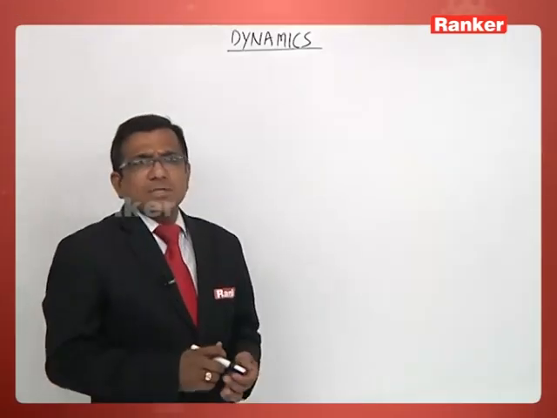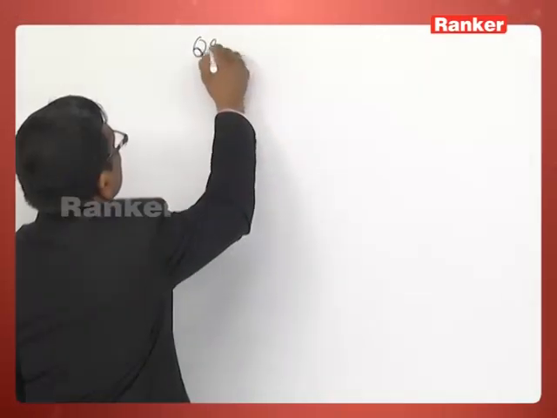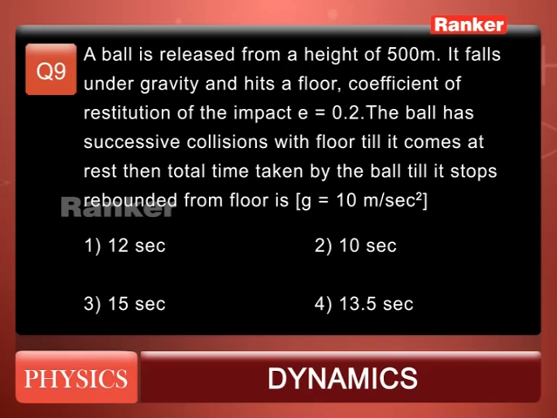Let us see the next problem, that is problem number 9, or you say question number 9. In that, a ball is released from a height h of 500 meters. It falls under gravity and hits a floor. Coefficient of restitution was given. The ball has successive collisions with the floor till it comes to rest, and the total time taken by the ball till it stops rebounding from the floor, this you have to calculate.